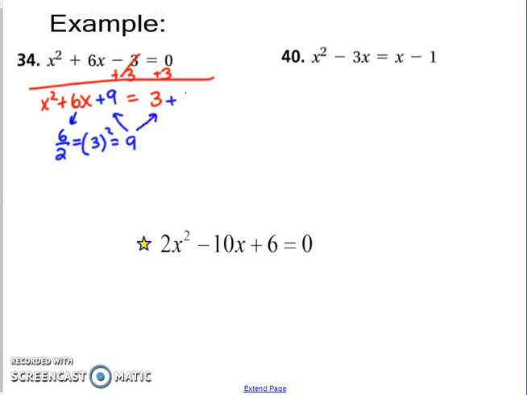We're also going to add 9 on the other side. So now the equation is balanced. We added 9 to both sides, so it's equal. The left-hand side, we can now write that. We're going to use that 3, and it's going to be x plus 3 squared equals 12. So now we're going to take the square root of both sides. So we end up with x plus 3 equals, and we're going to break down square root of 12.